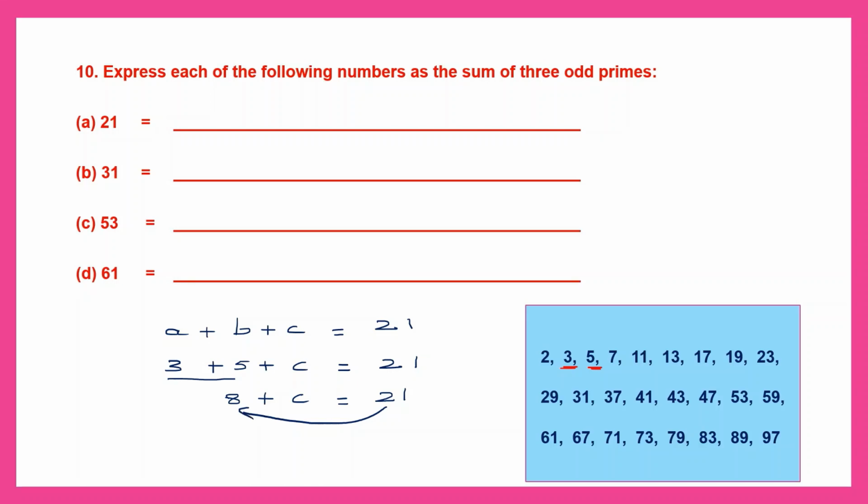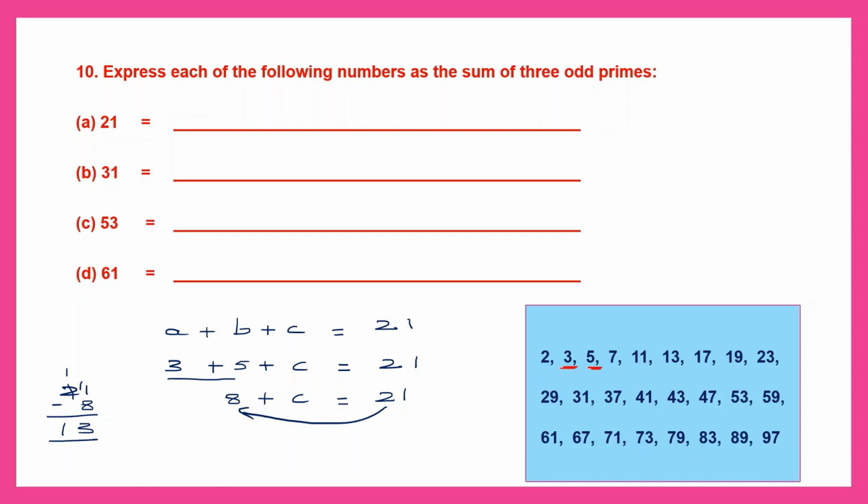So let's subtract and see. 21 minus 8, let's see how much it is. Here we borrow: 11 minus 8 is 3, and here I have 1, so 21 minus 8 is 13. Now we have to check if 13 is a prime number. So let's see if 13 is a prime number. Yes, 13 is a prime number. That means C can be 13.